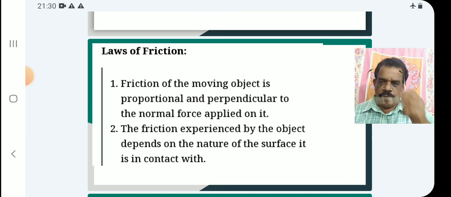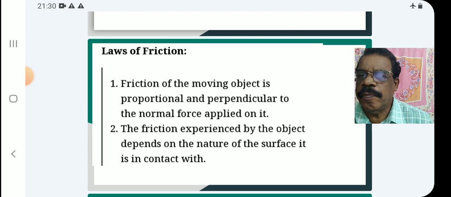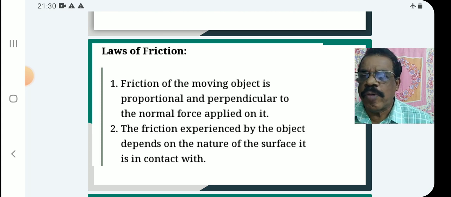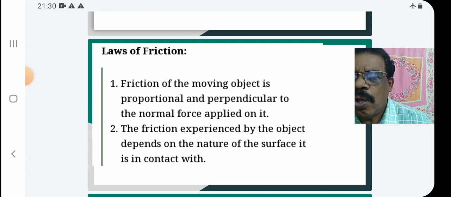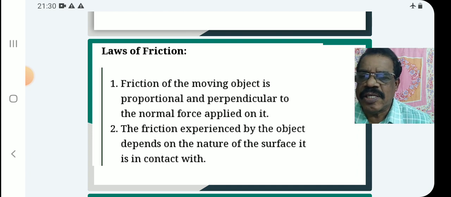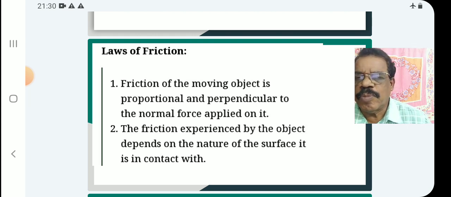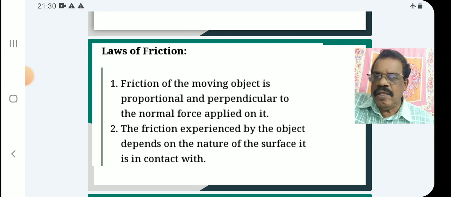What are the laws of friction? Friction, these are the laws. Number 1, friction of the moving object is proportional and perpendicular to the normal force applied on it.